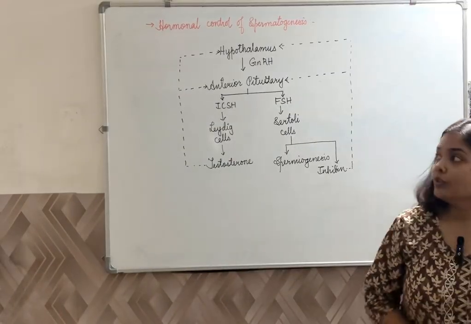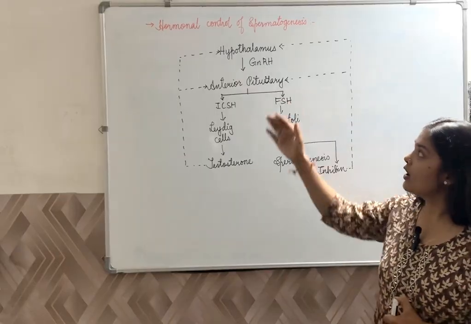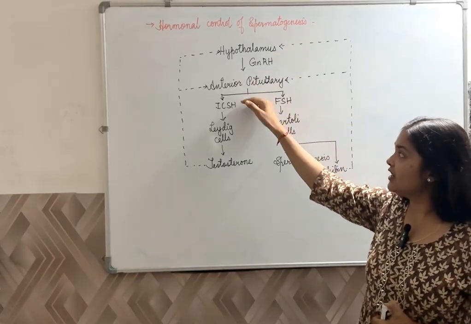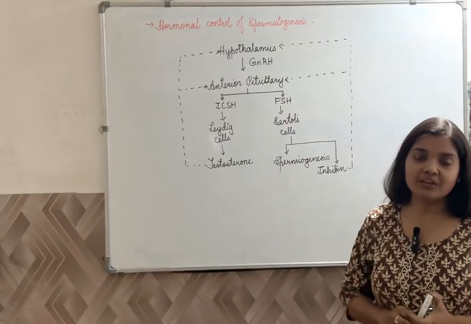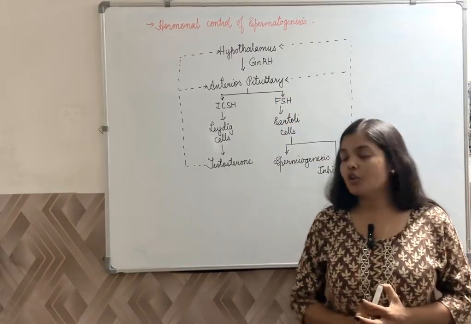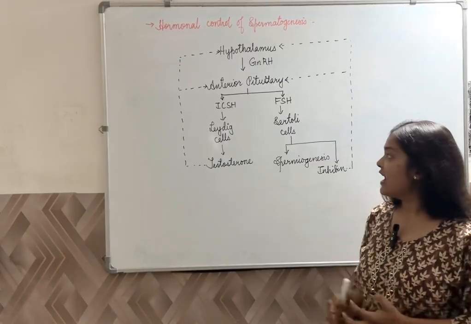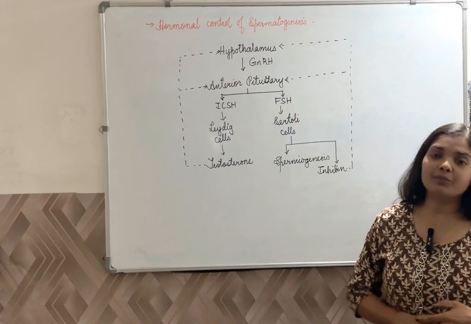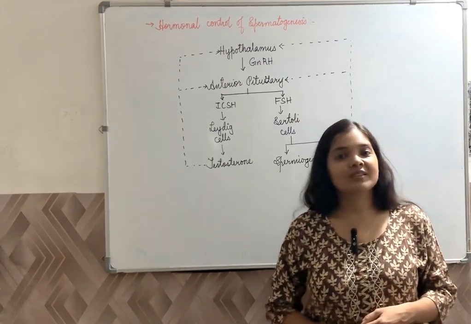All right. So this is all about the hormonal control of spermatogenesis. We saw it begins with hypothalamus, then anterior pituitary, in which ICSH and FSH have a very important role to play. Okay. At the end, testosterone which is produced helps in controlling spermatogenesis, and Sertoli cells help in providing nourishment to the developing spermatozoa.